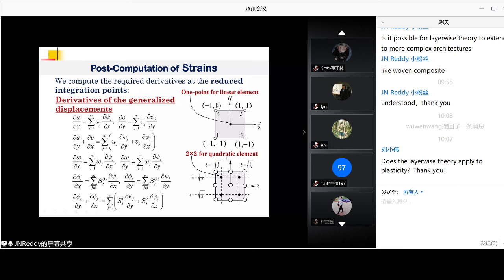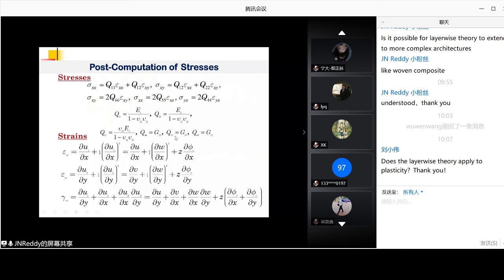So in the case of linear elements, we determine at the center of the element. These are master elements. In the case of quadratic element, we use the 2 by 2 Gauss quadrature points. And one can show through rigorous mathematics, these are the best locations for the gradient of solutions for any problem, whether it's stress analysis or not. Okay, so then we go to stresses.